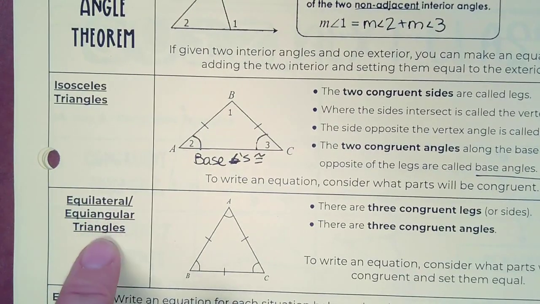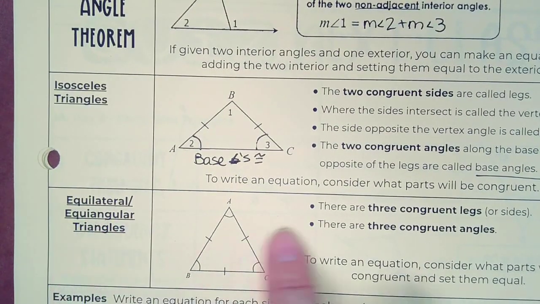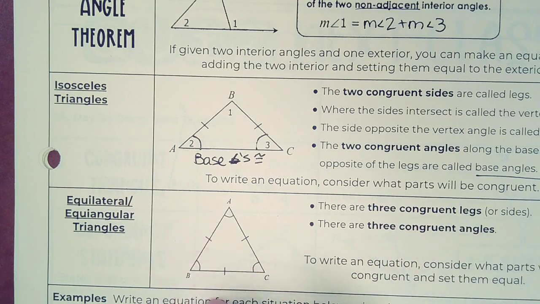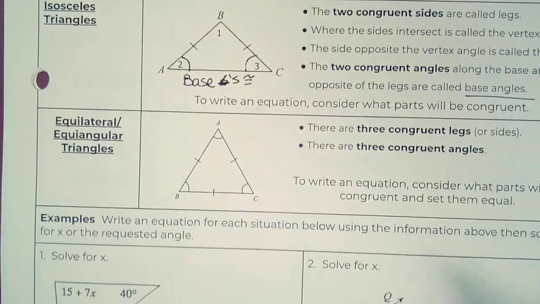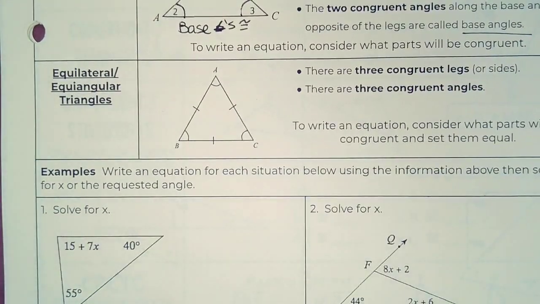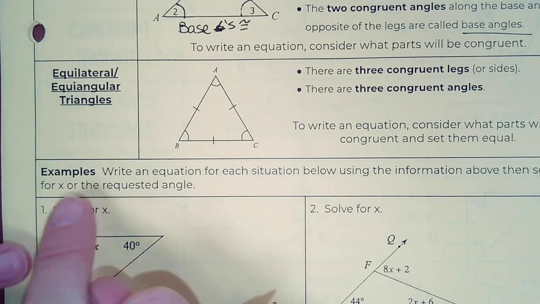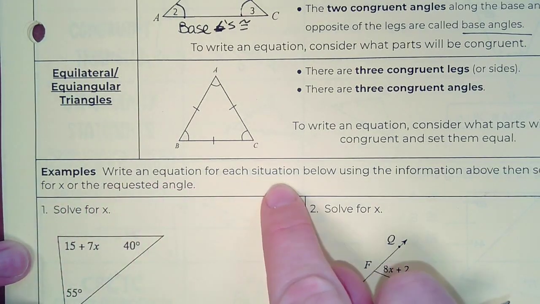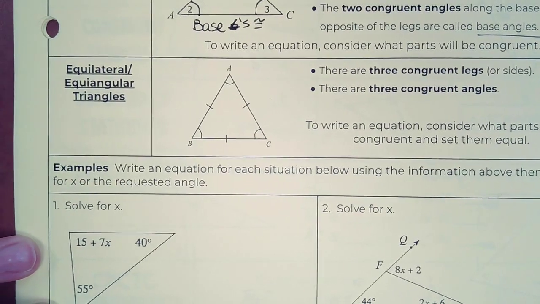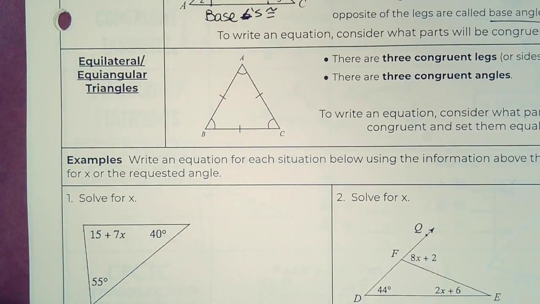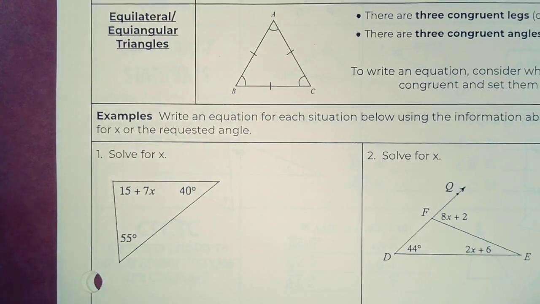Equilateral / equiangular triangles. There are 3 congruent legs or sides and 3 congruent angles. To write an equation, consider the parts will be congruent and set them equal. Let's start on our first. It says, examples, write an equation for each situation below using the information above, solve for x or the requested angle. So for the first couple, we're just going to solve for x.